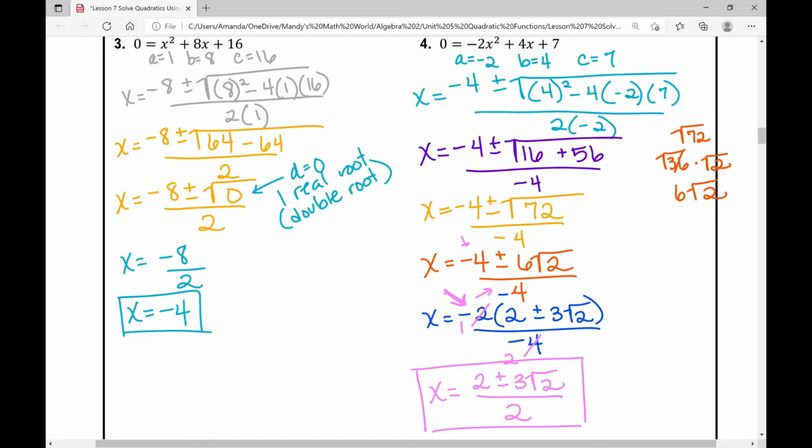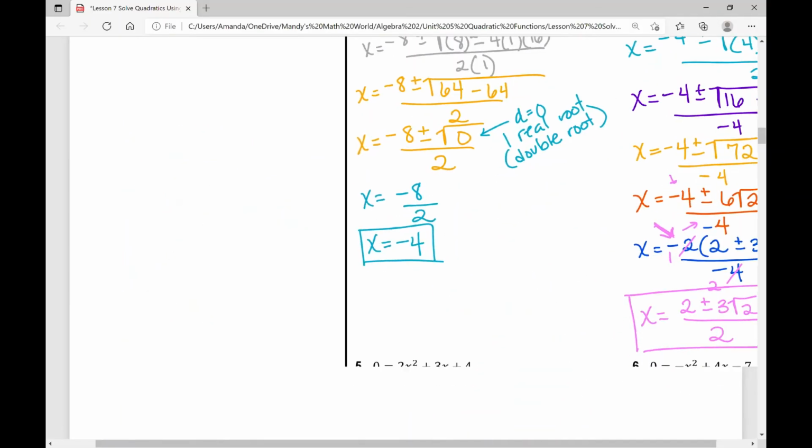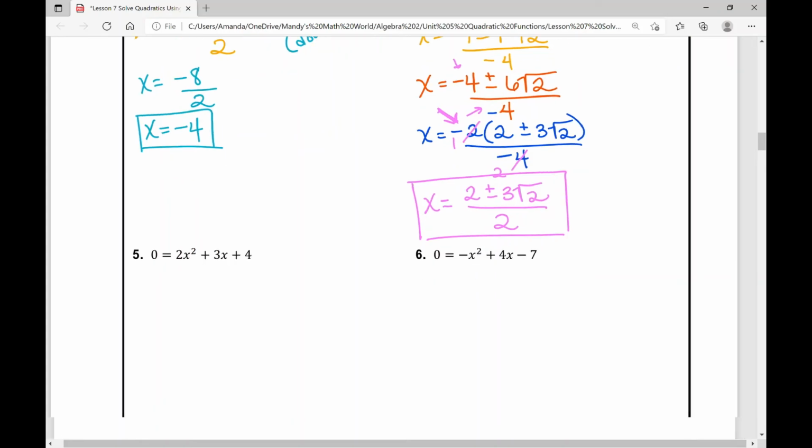In simplified square root form, again, if you needed to find your decimal, you would do open parentheses 2 plus 3 square roots of 2 close parentheses divided by 2, or open parentheses 2 minus 3 square roots of 2 close parentheses divided by 2. Let's move on to example number 5, our last two examples.